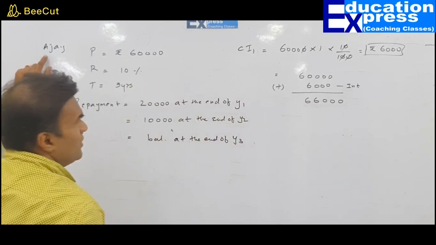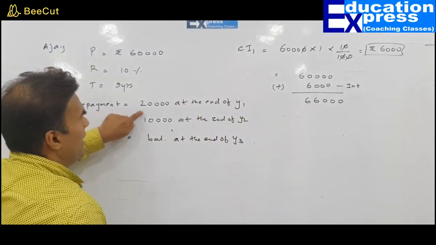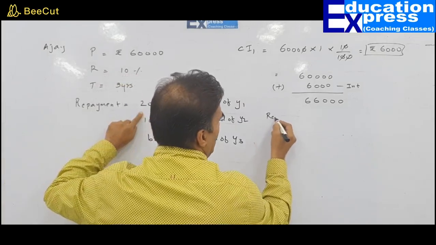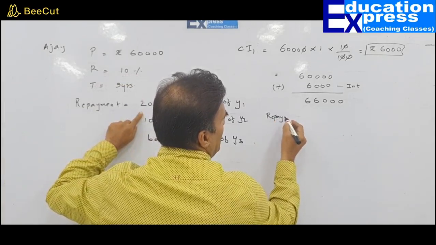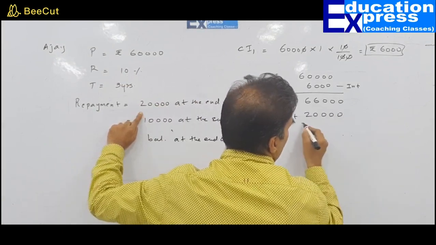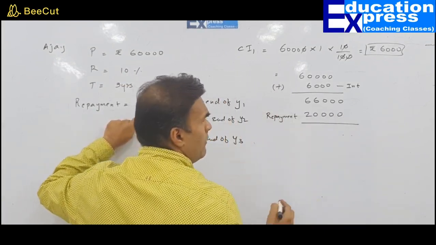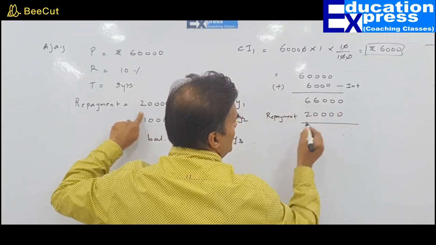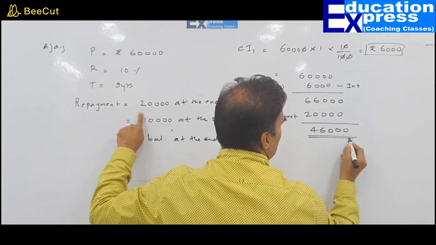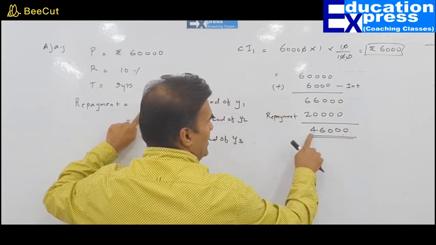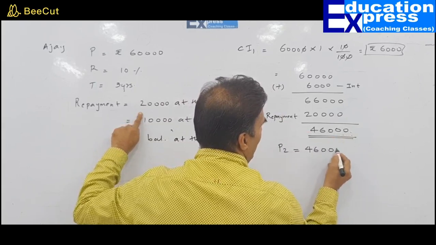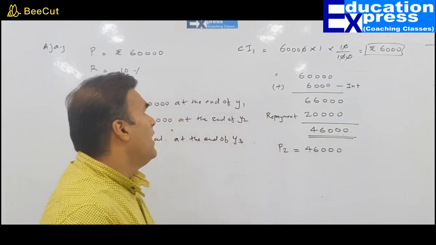Mr. Ajay says, I promised you to pay 20,000 rupees at the end of year 1. So this is my repayment number 1. So I am repaying you 20,000 rupees. So how much do I owe you now? Because out of 66,000 you pay 20,000, you have to pay only 46,000 rupees now. So this 46,000 rupees becomes your principal for next year.